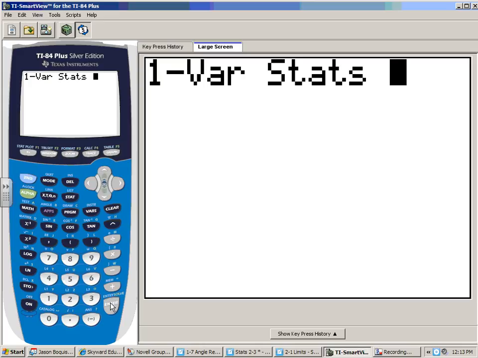Do you see right here above the one? There's L1 in the blue color. So for me, it's blue. For you, it's that goldish or yellow, orange, whatever you want to call that. You're starting to fade on some of them. But for me, it's the second button is really what it is, okay? So second, and then you hit one. Now it's going to say do one variable statistics of list one. That's what you're telling it to do. Isn't that what I want? Yes. So go ahead, hit enter.